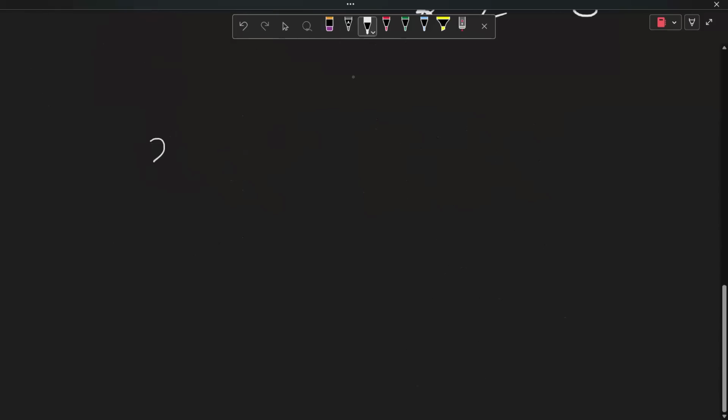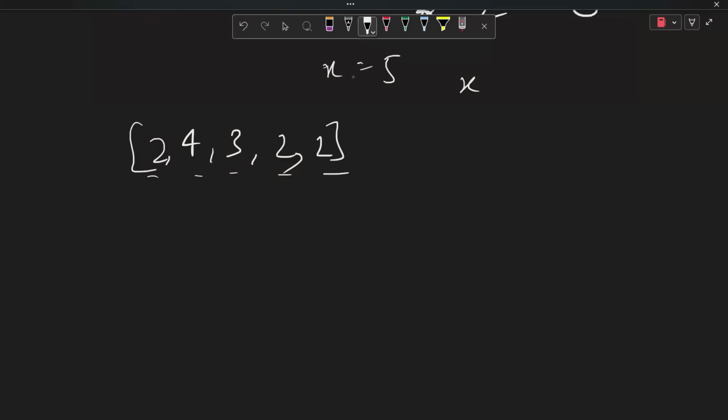So if we had 2, 4, 3, 2, 2 as our array, what can we do? One way is to just make all the elements equal to x. Just pick any x, maybe x equal to 5, and make all the elements 5. In that way, we can always make all the elements equal. But what cost would it take? It would take the cost of whatever x we are picking multiplied by the n elements. So it would cost x into n.